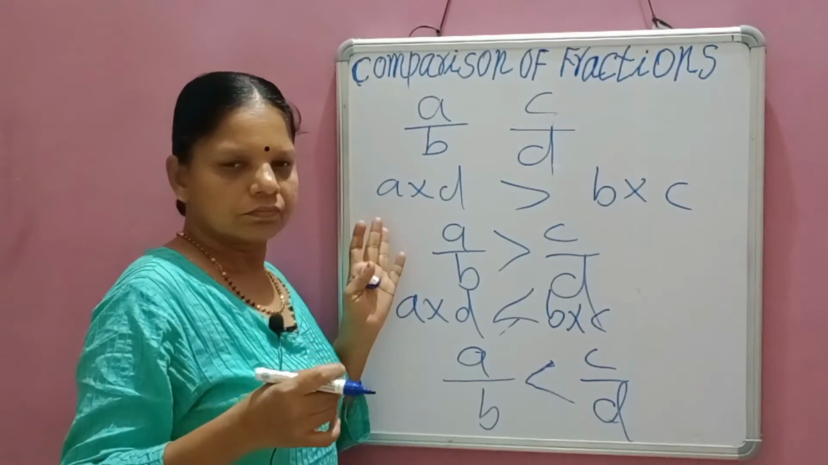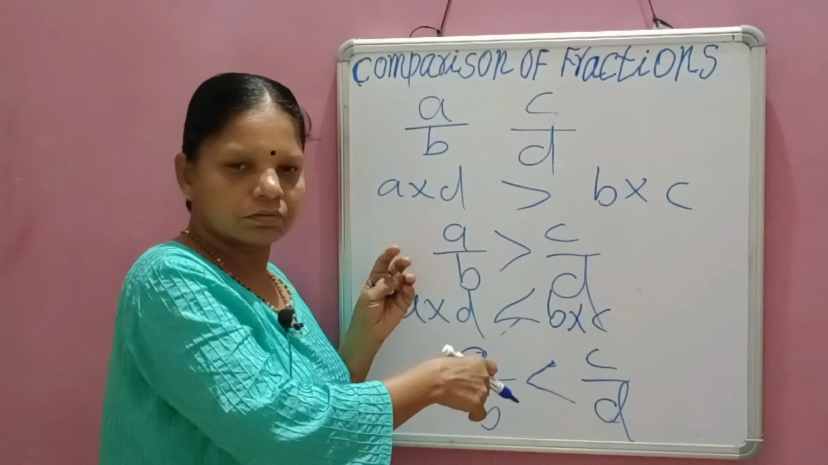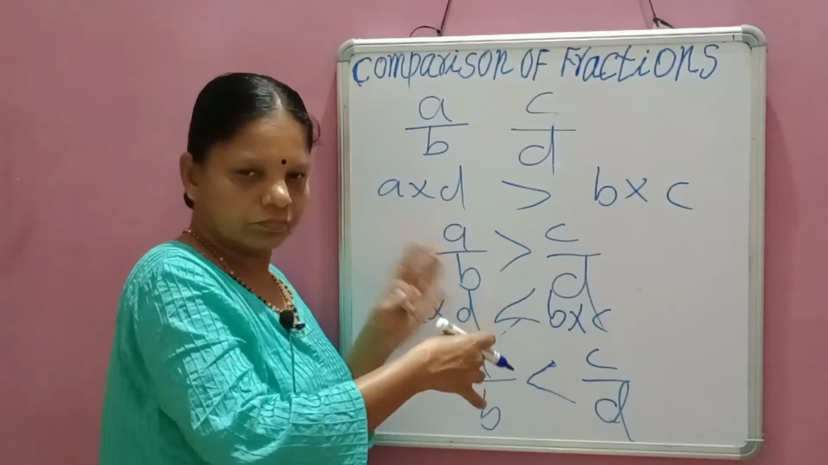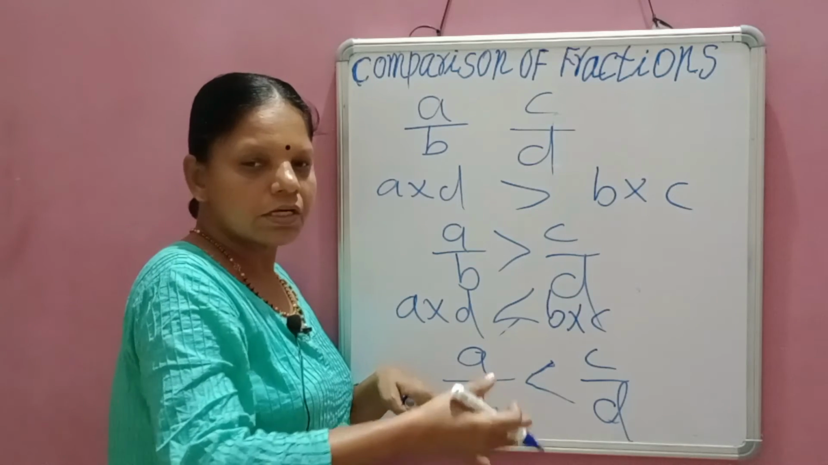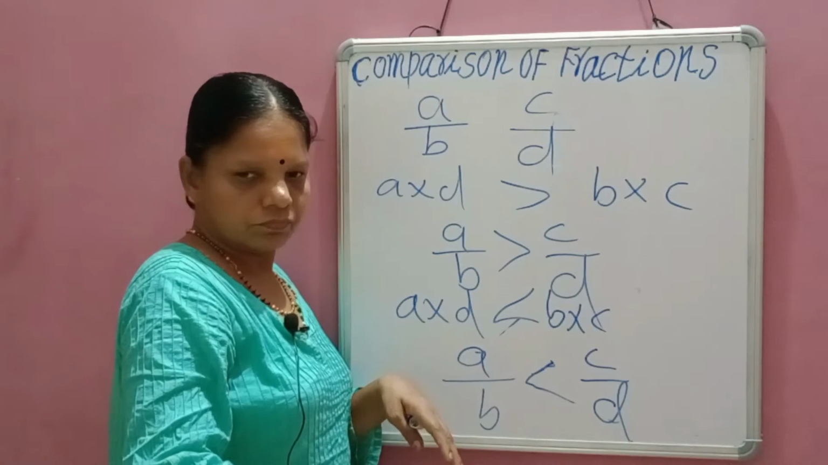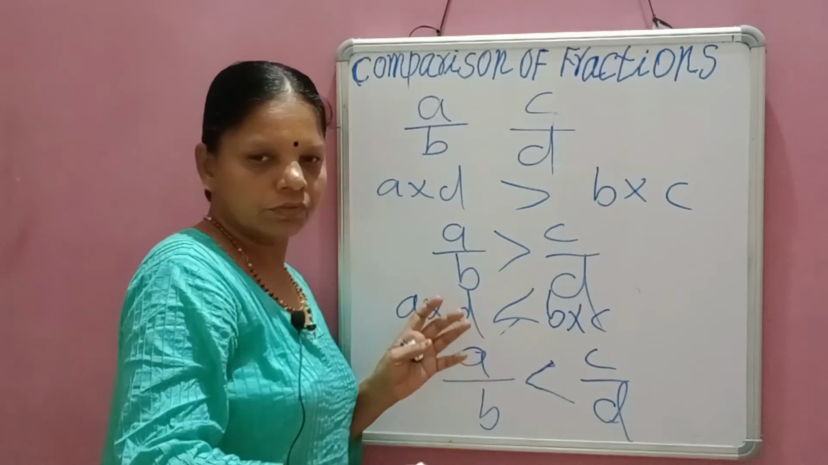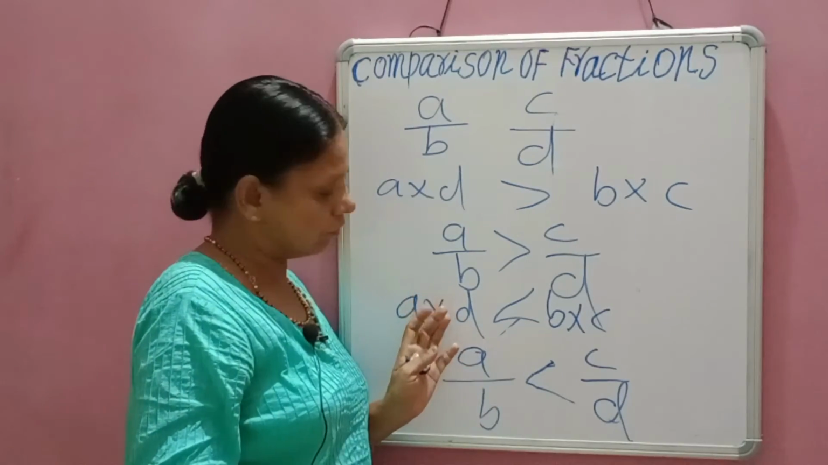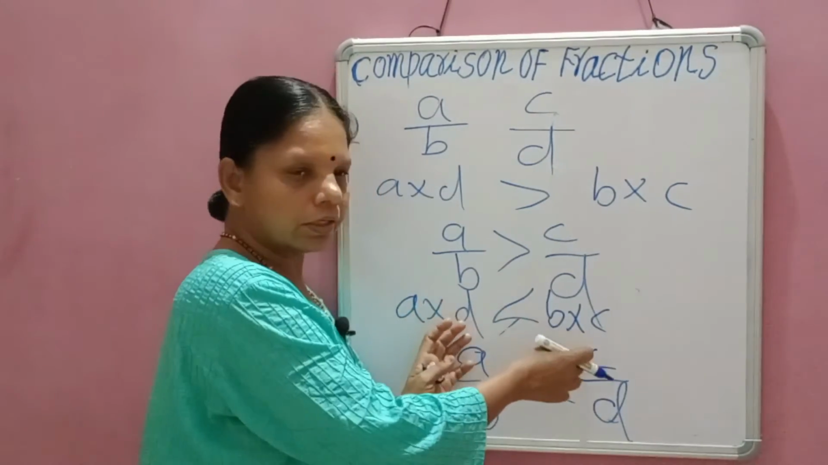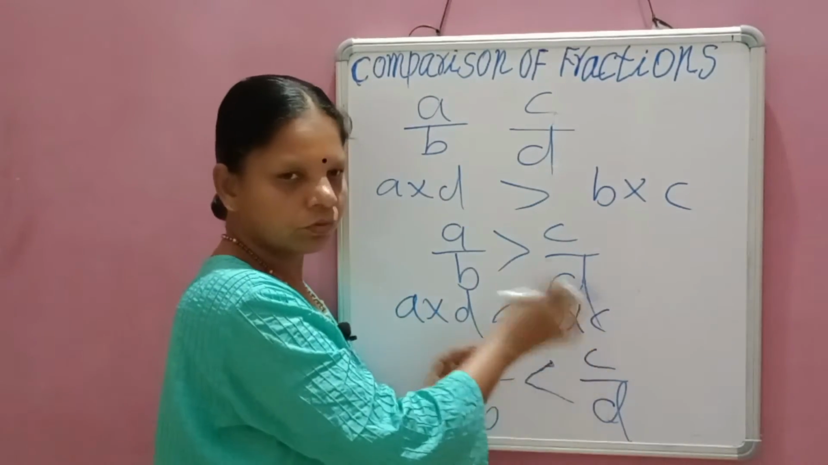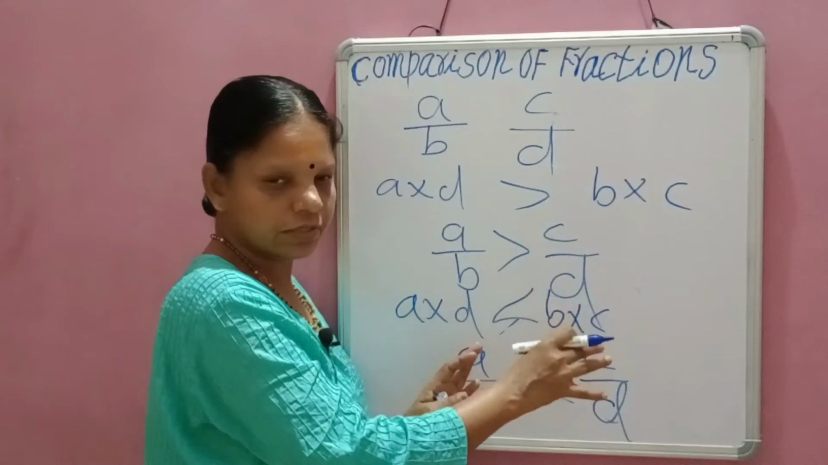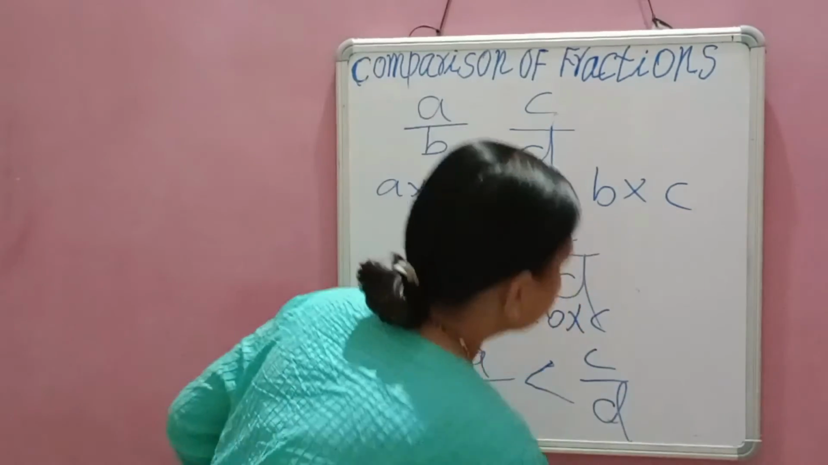Clear? Understood this rule? Generally, we can write this rule. This is nothing but equalizing the denominator by using the property of equivalent fractions without changing the value of the fraction. Now, if A into D is equal to B into C, both are equivalent fractions. Both the fractions are equal. Clear?